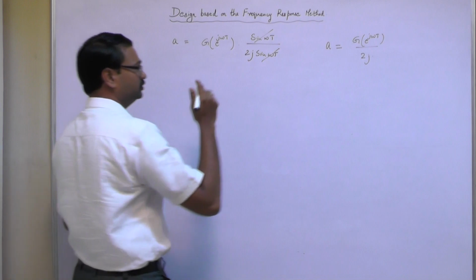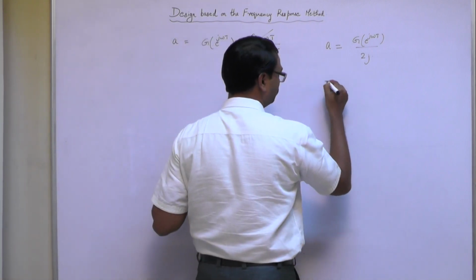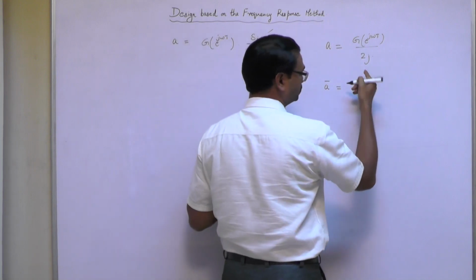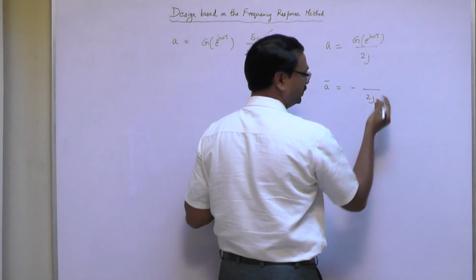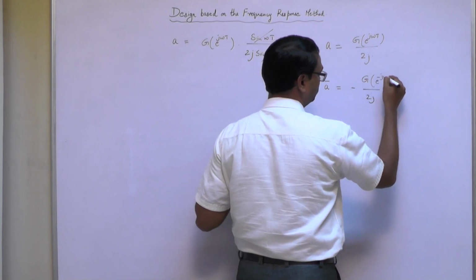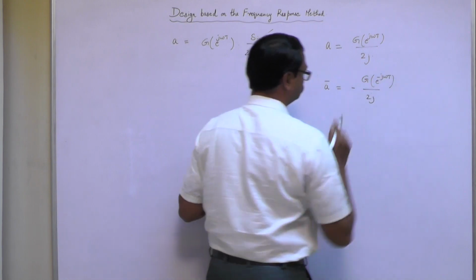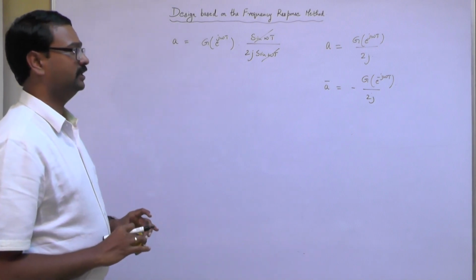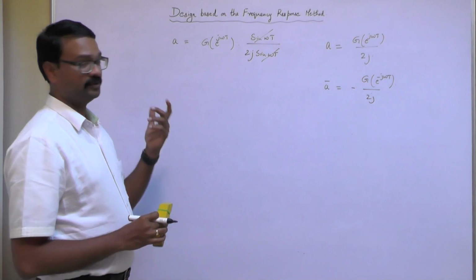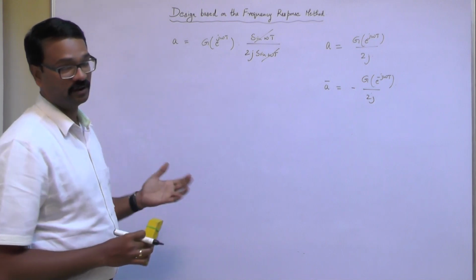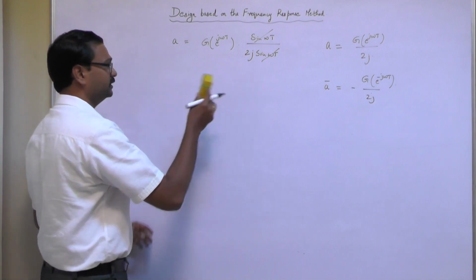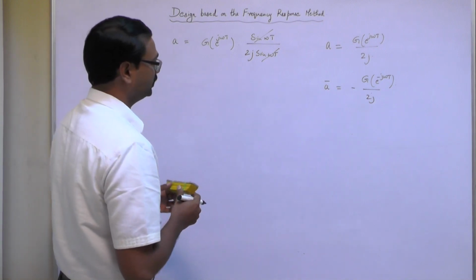Right. Now when you have A here, what is A bar? It is the complex conjugate of A. Therefore minus 2j, j becomes minus j. Therefore G(e^{-jωT}) by 2j. This is A and A bar. Now these are the only two terms which we had to find out in the initial equation that we have got after applying the partial fraction expansion method.